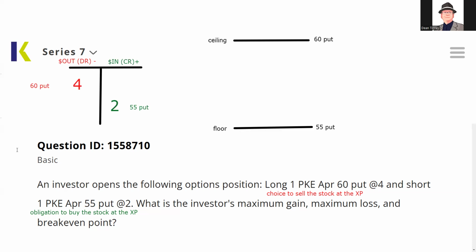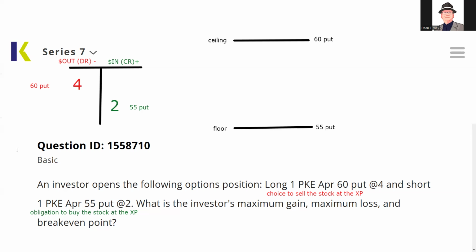So I paid 4 for the put. I brought in 2 points for the 55 put. So if we net those premiums, I've got more dollars out than dollars in. This is a debit spread. Again, they didn't ask me to identify it. They didn't ask me if it's a debit, but they could have. This is a debit spread.